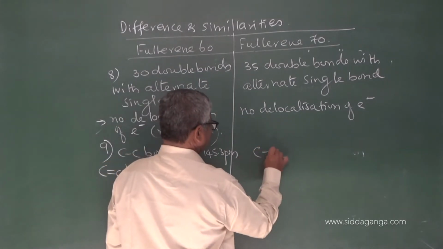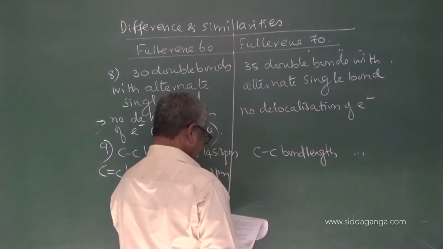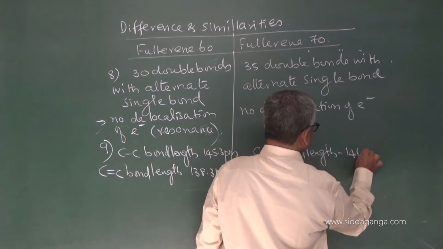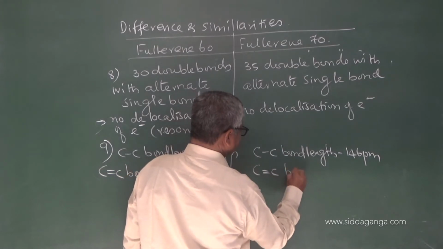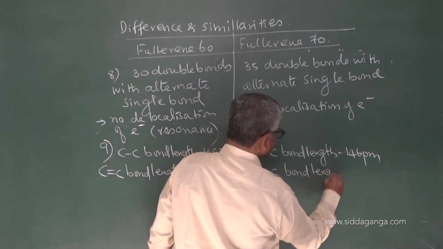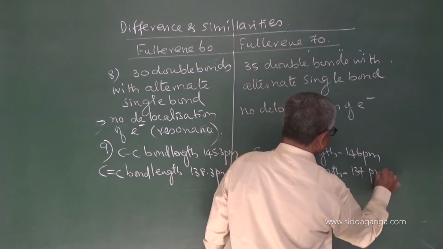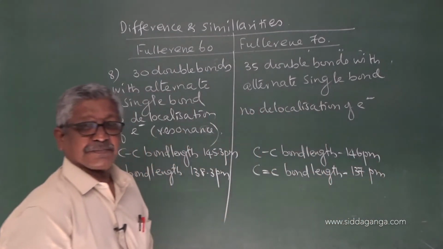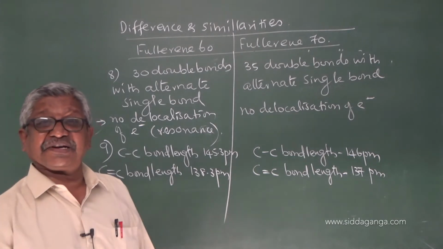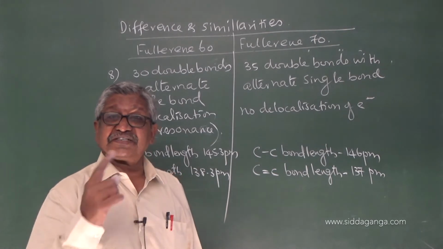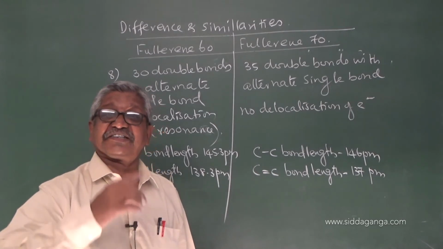For fullerene 70, the carbon-carbon single bond length is 146 picometer and the carbon-carbon double bond length is 137 picometer. So this is the difference and the similarities between carbon 60 and carbon 70, or fullerene 60 and fullerene 70.